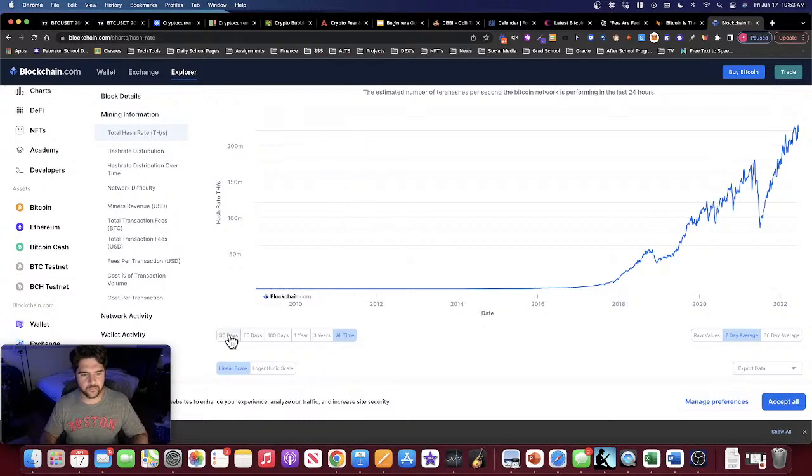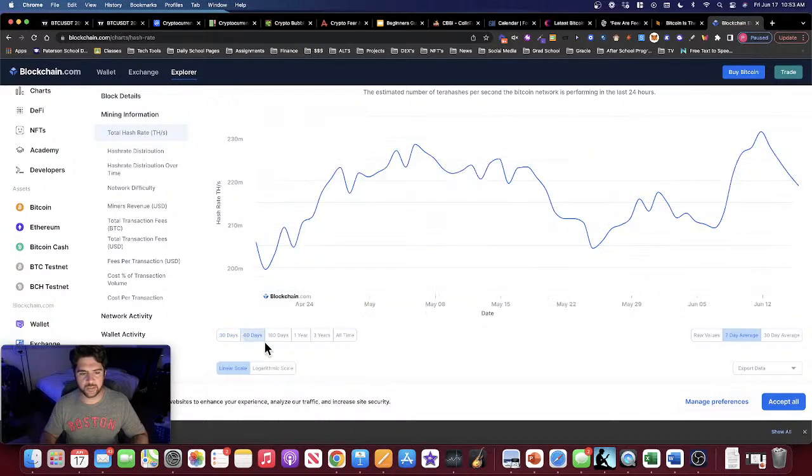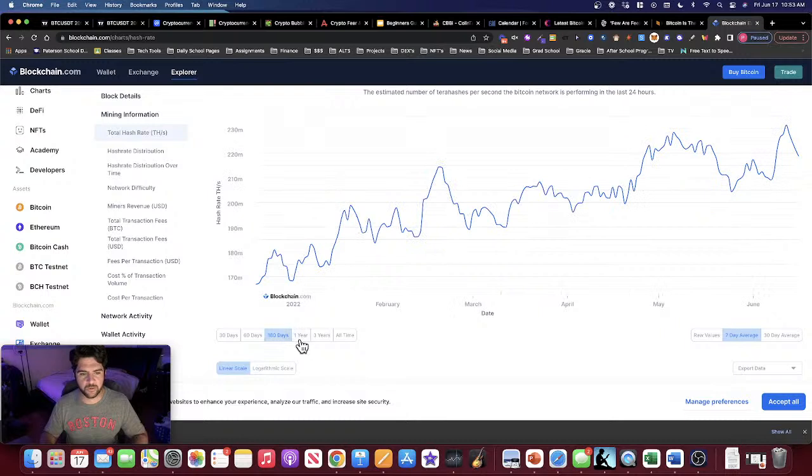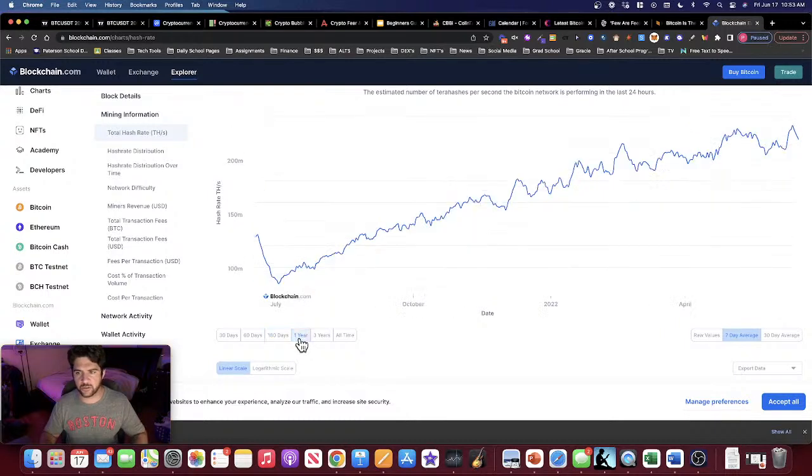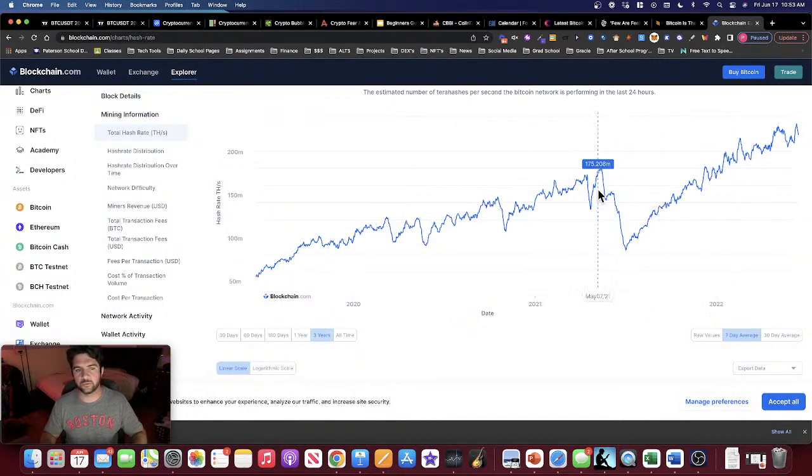It's been on a steady rise. Look at the past 180 days, looking good. This was the low over here in July. So the Bitcoin hash rate is looking solid.